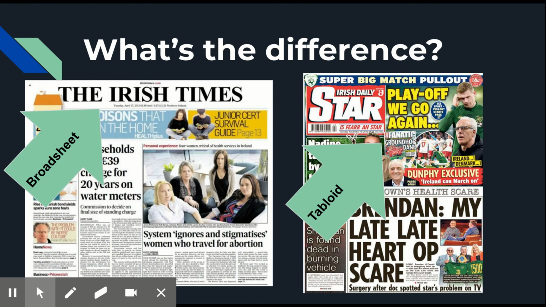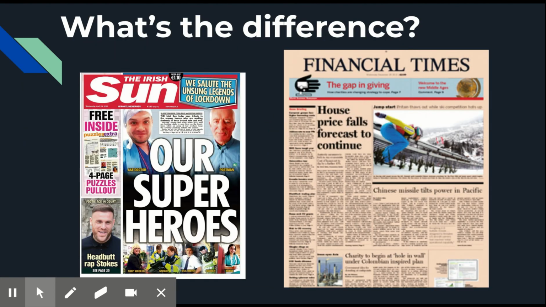Broadsheets, we'll get into this a little bit more. Broadsheets are typically more traditional papers, kind of highbrow papers. Tabloids are a little bit more sensational. They're made for an audience like everybody, a general readership, whereas broadsheets were typically for well-educated, highbrow people. But that's just a little bit about it. Let's take a look at these.